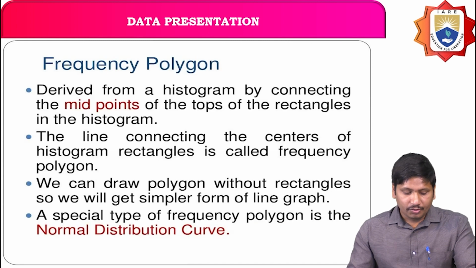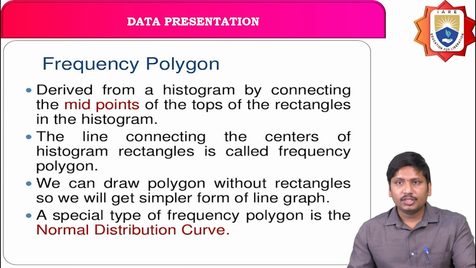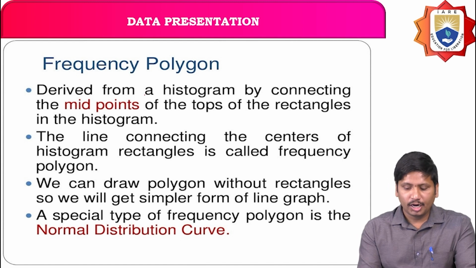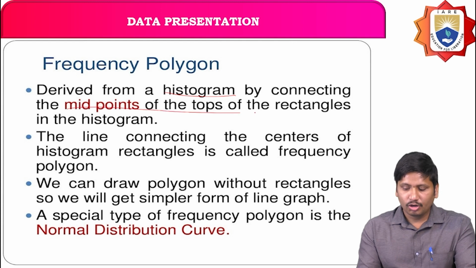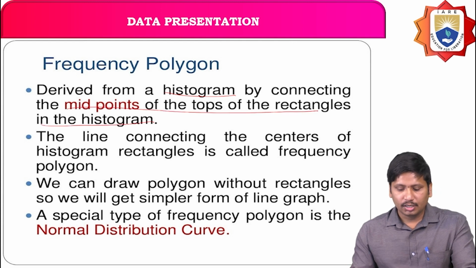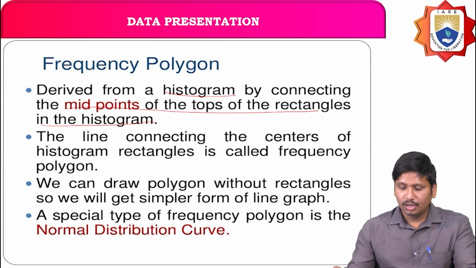And the next one is the frequency polygon. So what is the frequency polygon? The frequency polygon is derived from the histogram only by connecting the midpoints of the tops of the rectangles in the histogram, right? So the frequency polygon is derived from the histogram by connecting the midpoints of the tops of the rectangles in the histogram. That should be the frequency polygon.